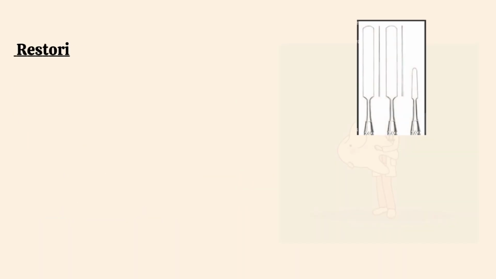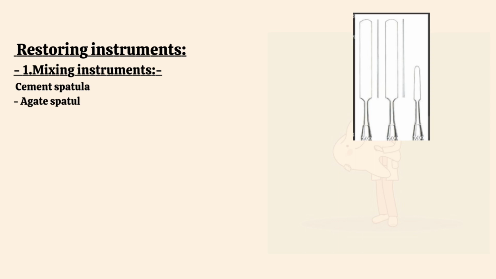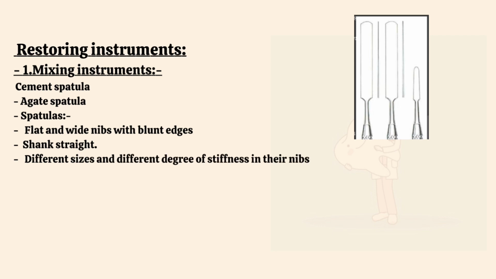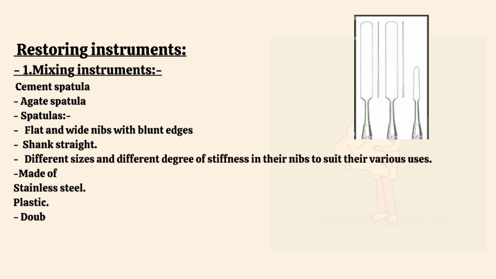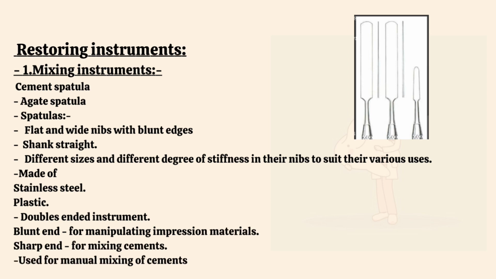Restoring instruments. Mixing instruments: cement spatula, agate spatula, spatulas. Flat and wide nibs with blunt edges. Shank straight. Different sizes and different degrees of stiffness in their nibs to suit their various uses. Made of stainless steel, plastic. Double-ended instrument: blunt end for manipulating impression materials, sharp end for mixing cements. Used for manual mixing of cements supplied as powder and liquid.